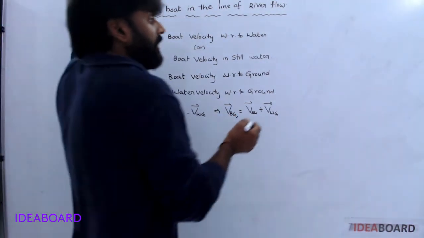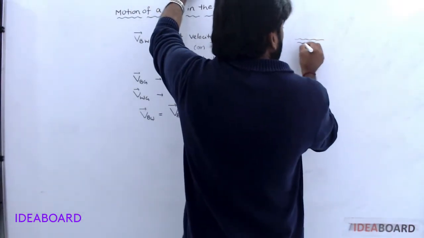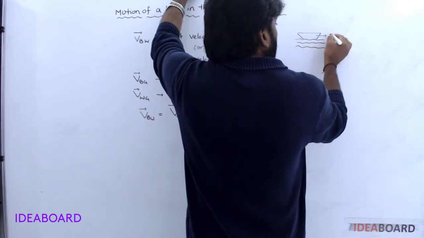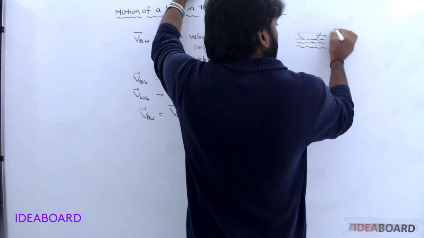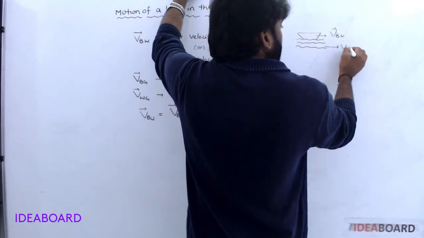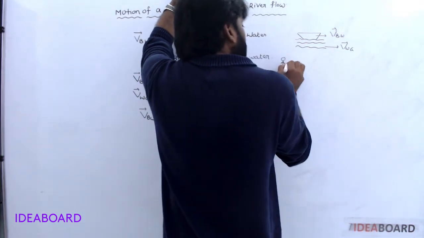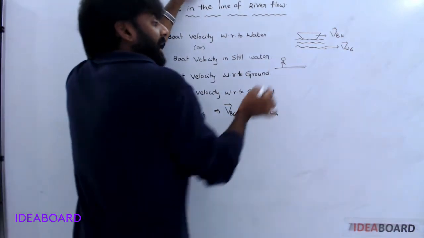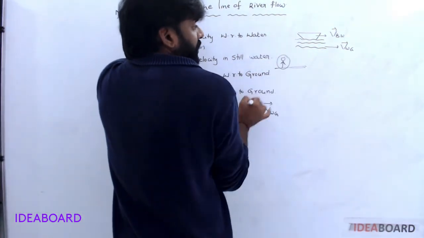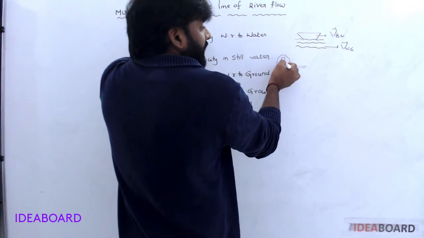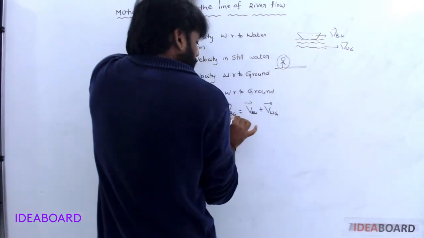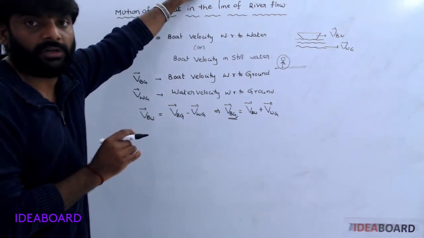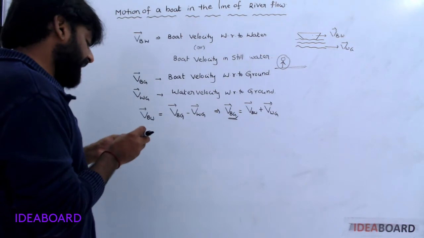This one is the river flow. This one is boat. Here boat with respect to water. This one is water with respect to ground. But the observer lies on the ground, so the observer on the ground is in a rest position. So compared to this observer, the required one is boat with respect to ground. Understood?